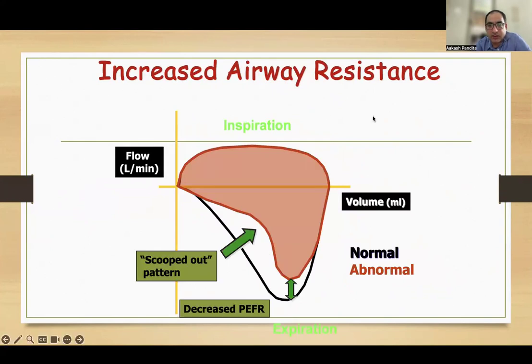So whenever, as we discussed in the flow time scalar, there is increased resistance, it usually happens during the expiration. So what will happen is my peak expiratory flow rate, just like in the flow time graph, will come down. Initially this was the normal curve. So the peak expiratory flow has come down and there is a scooped out pattern because of the increased resistance. And usually once we give bronchodilators to such patients, they again come back to normal.